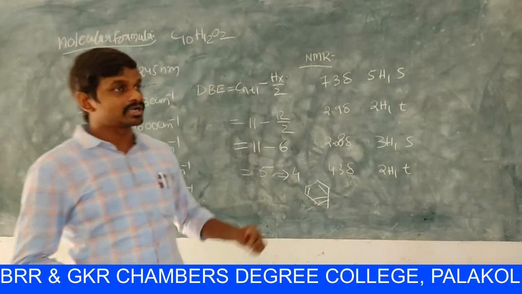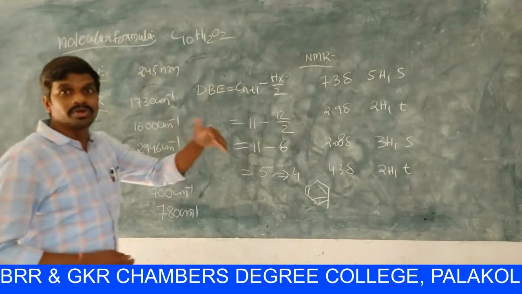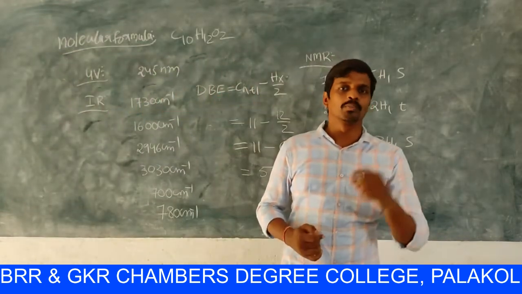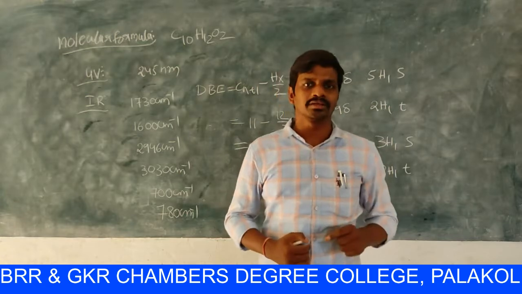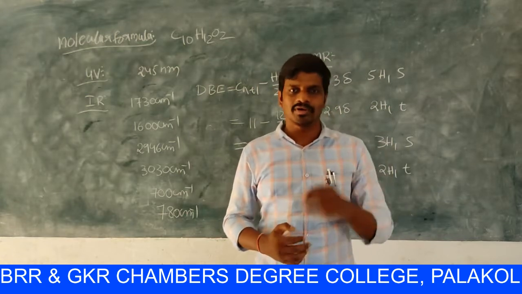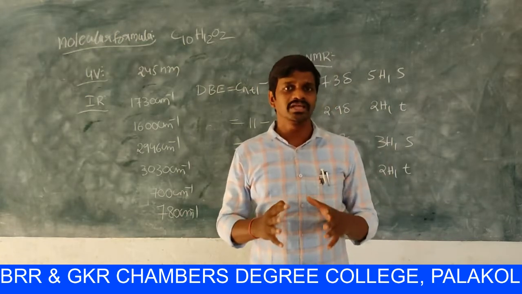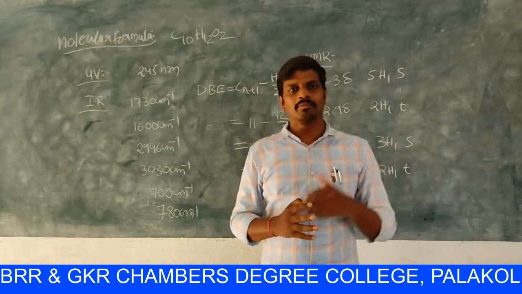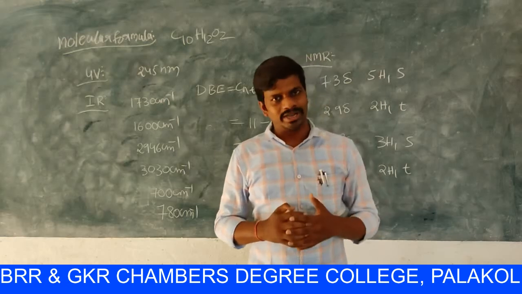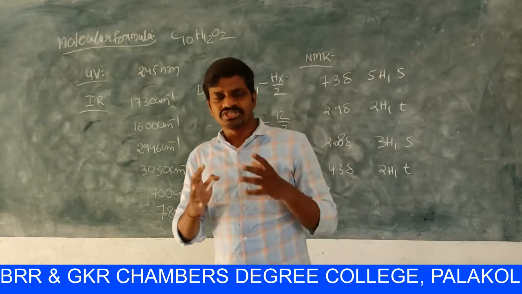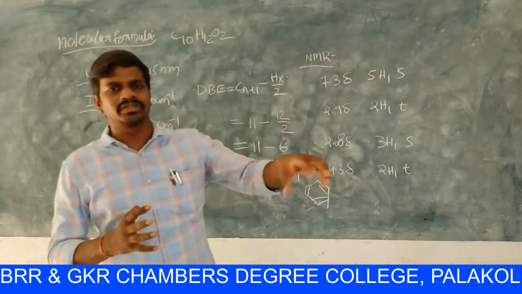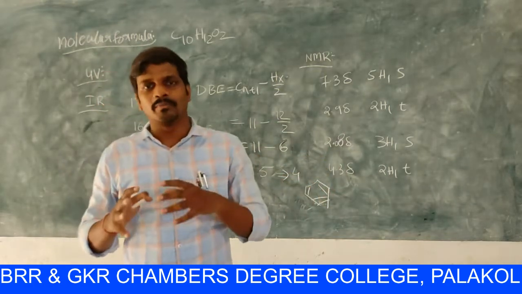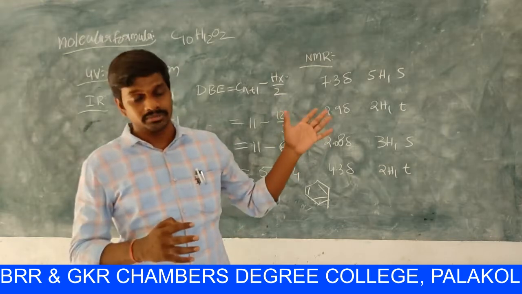So 245 nanometers is above 220 nanometers. So definitely it represents the presence of one chromophoric group, whether it may be an aromatic ring, a carbon-carbon double bond, or a carbon-oxygen double bond. That specific functional group is confirmed on the basis of lambda max and epsilon max.